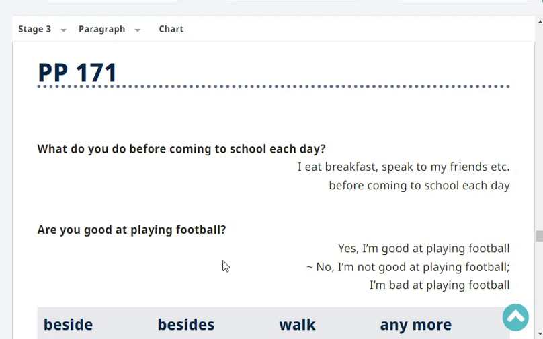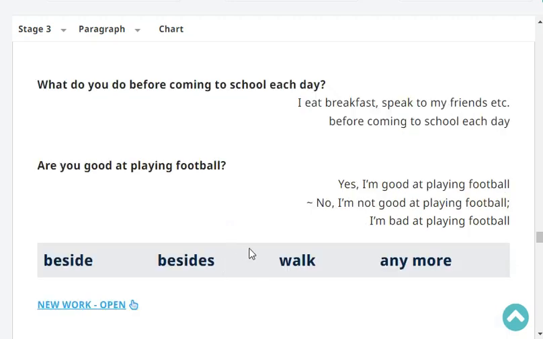Very good. Are you good at playing football? Yes or no? No, I'm not good at playing football. I'm bad at playing football. Very good. Me either. Okay, so that's the end. Let's move on to our reading.